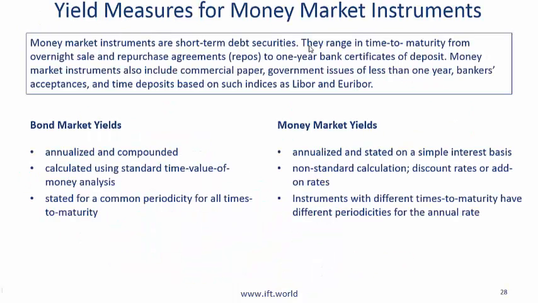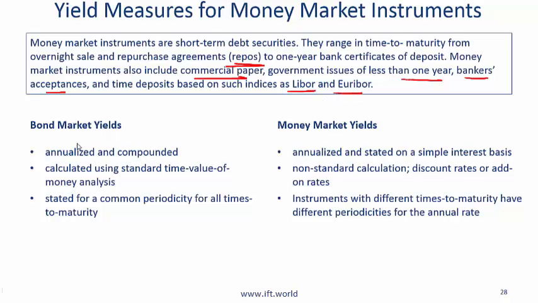Yield measures for money market instruments. Money market instruments are short-term debt securities. They range in time to maturity from overnight sale and repurchase agreements, or repos, to 1-year bank certificates of deposit. Money market instruments also include commercial paper, government issues of less than 1 year, bankers' acceptances, and time deposits based on such indices as LIBOR and Euribor.